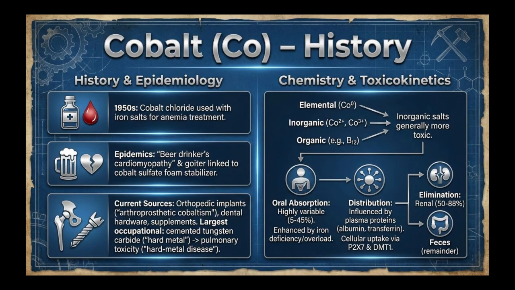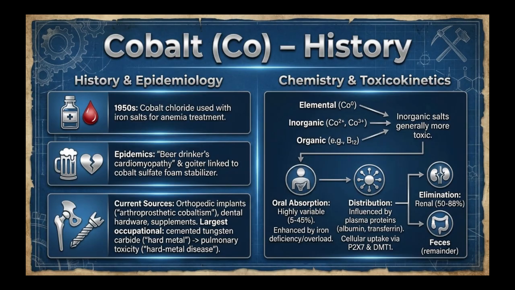In terms of chemistry and toxicokinetics, cobalt exists in elemental form, inorganic salts, and organic forms. Inorganic cobalt salts, such as cobalt chloride and cobalt sulfate, were historically used in anemia treatment and were implicated in epidemics related to beer consumption. Organic cobalt compounds, like vitamin B12, are considered of low toxicity because they are poorly absorbed orally and eliminated quickly through the kidneys. In general, inorganic salts are more toxic than organic forms.